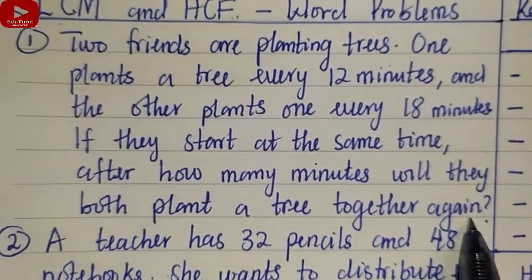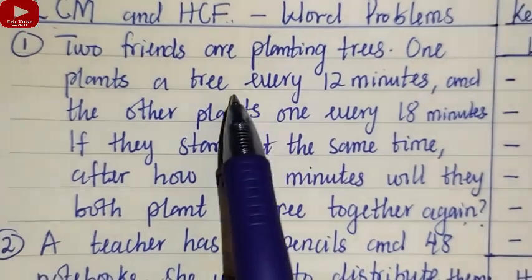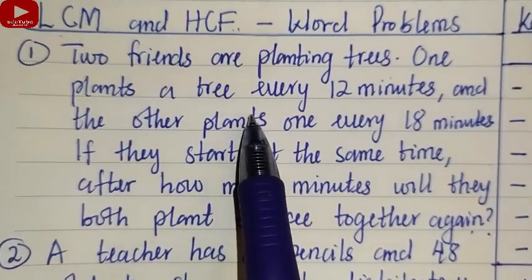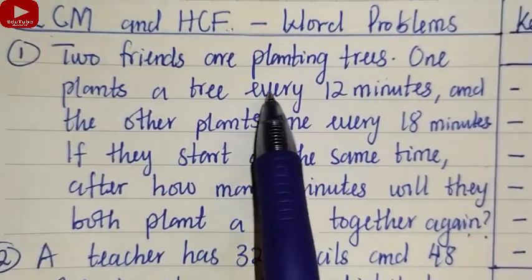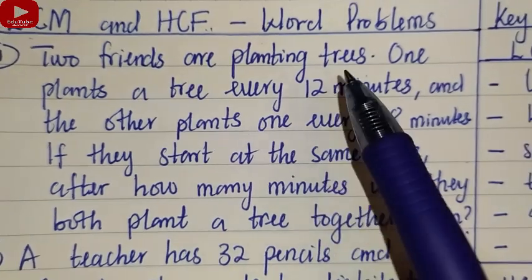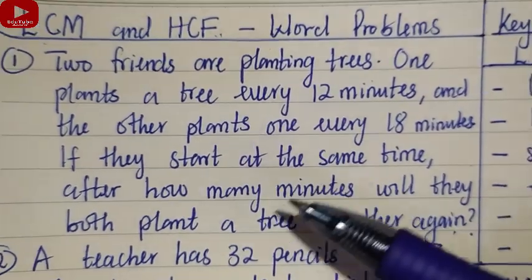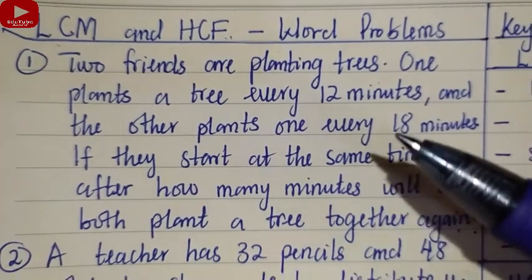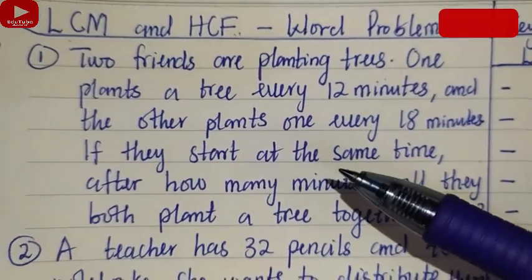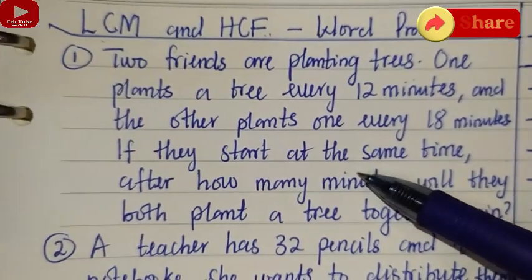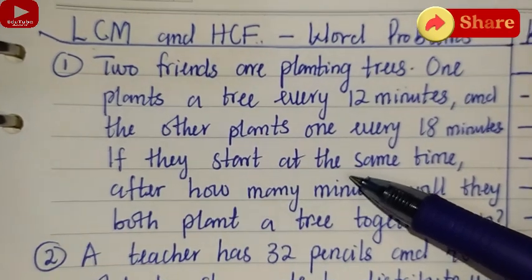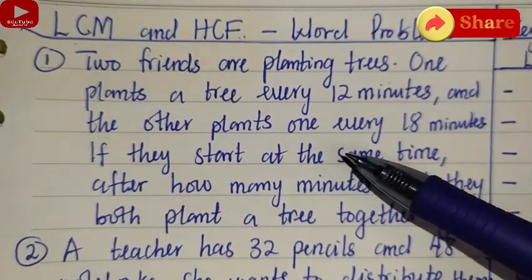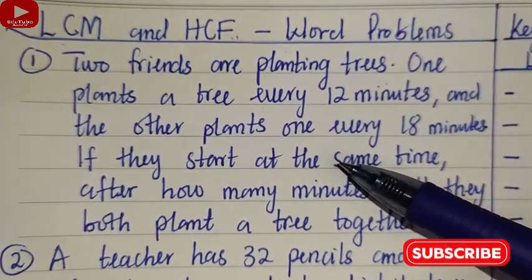Now, without even looking for our keywords, we should understand that this problem is talking about a repeating event because they said every 12 minutes. That means an action that is repeating. They are planting a tree every 12 minutes. That's a repeating event. So that should give us a clue that the problem is focusing on LCM, lowest common multiple, as we said that LCM focuses on a repeating event.